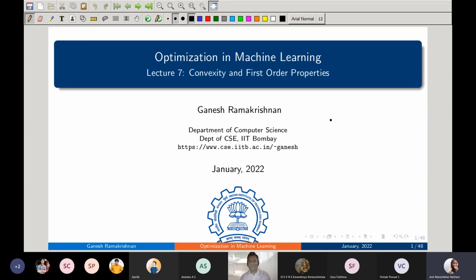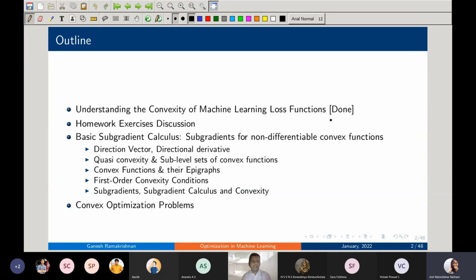We are dealing with convexity and first order properties in this lecture. Let's recap where we are so far. We understood the convexity of machine learning loss functions, discussed them in some detail, and then I left a homework exercise which I'll start with today, which was about quasi-convexity of the negative of the Gaussian function. Then we'll move on to subgradient calculus, a notion of subgradients and so on, generalizing from direction vector.